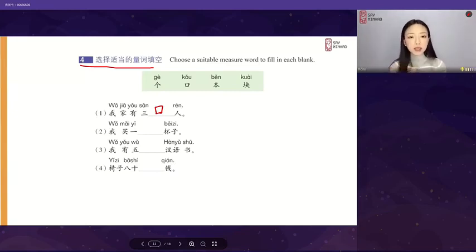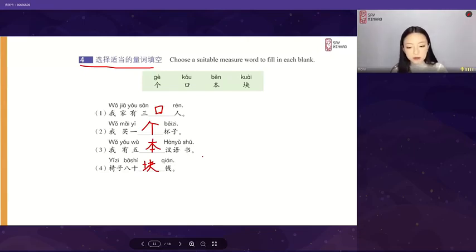Next one, 我买一我的杯子。About 杯子, we can use a general measure word, which is 个。Next one, 我有五汉语书，汉语书，书, which is the major word 本, right? 本, we just learned it today. Next one, 椅子八十钱. For the measure word of money is 块 or 元. Okay, 块. So this is the answers.